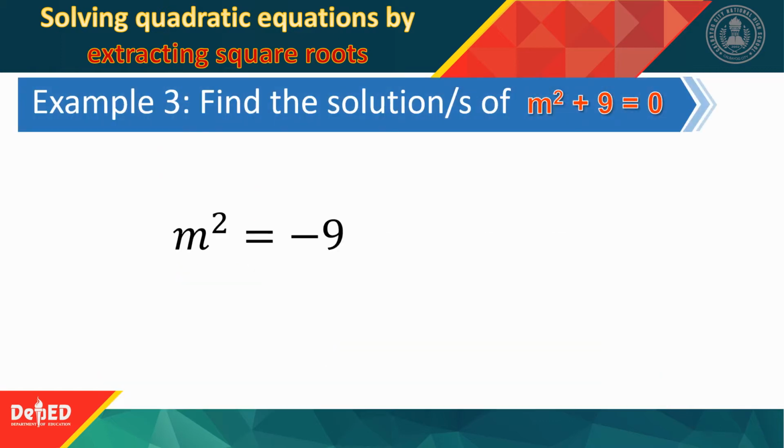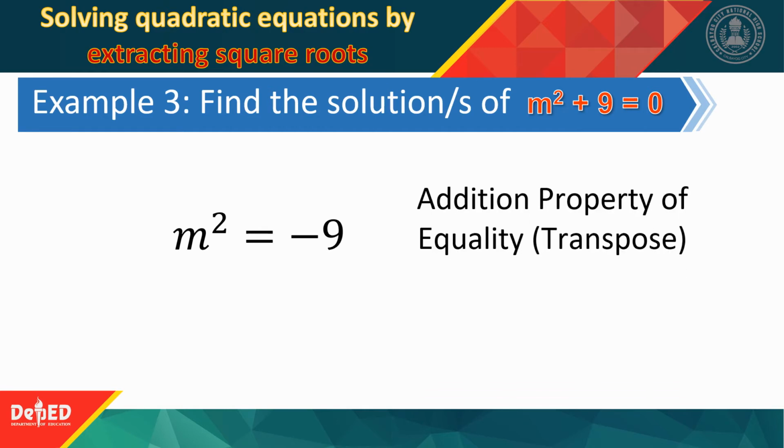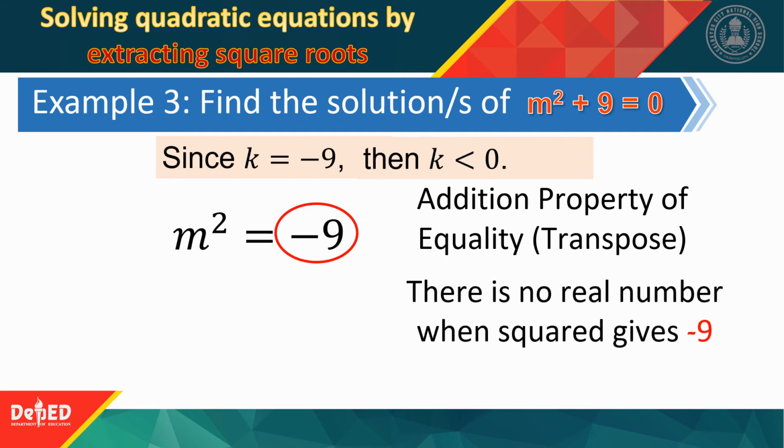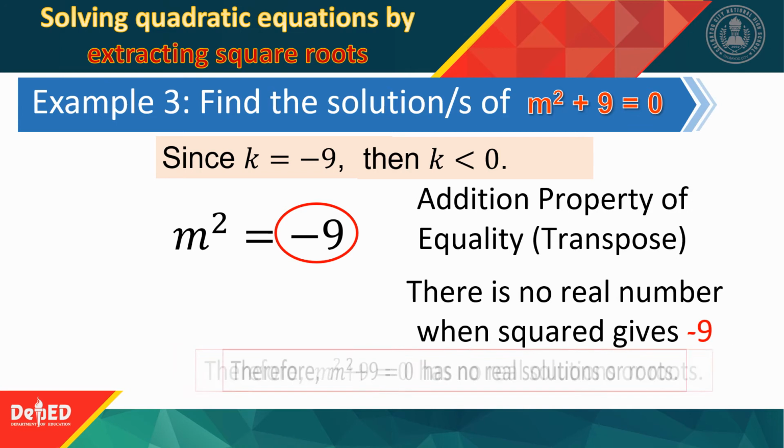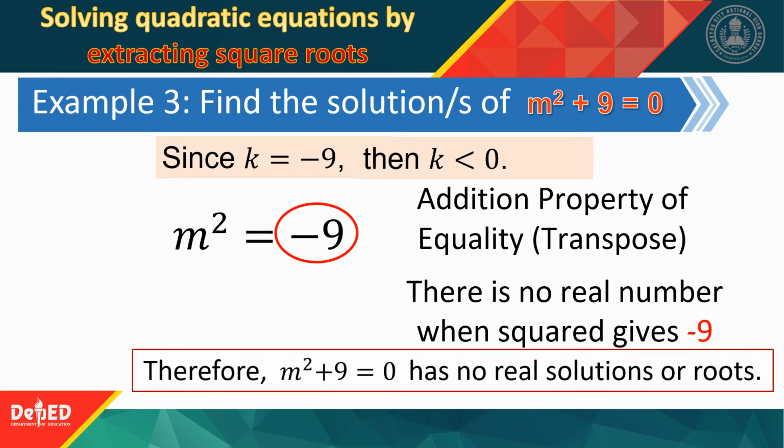Example number 3. Find the solution of m squared plus 9 is equal to 0. m squared is equal to negative 9 by applying the addition property of equality. Negative 9 is the value of k. Since negative 9 is less than 0, there is no real number that, when squared, gives negative 9. Therefore, m squared plus 9 is equal to 0 has no real solutions or roots.